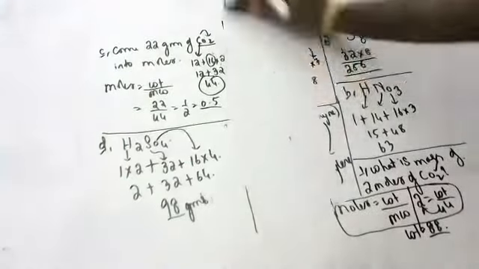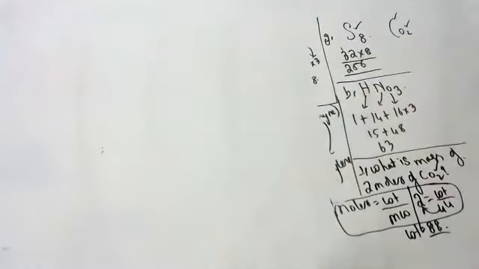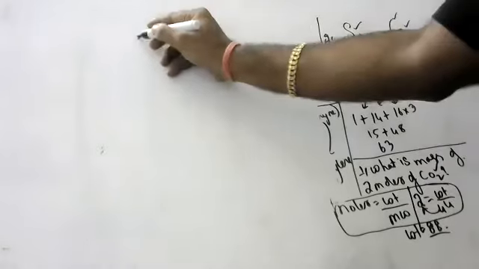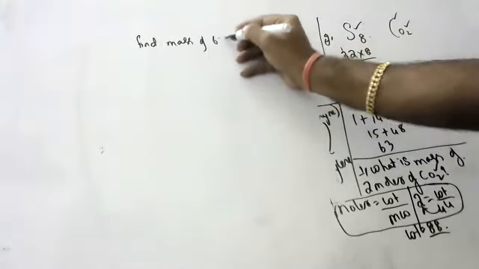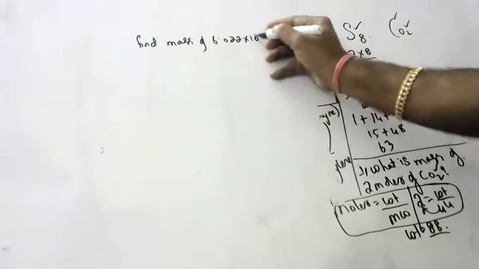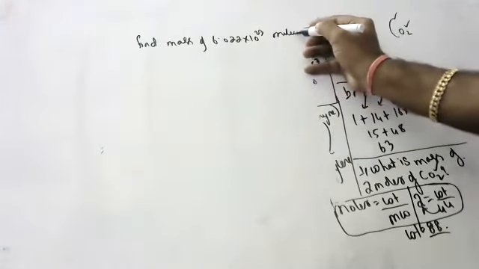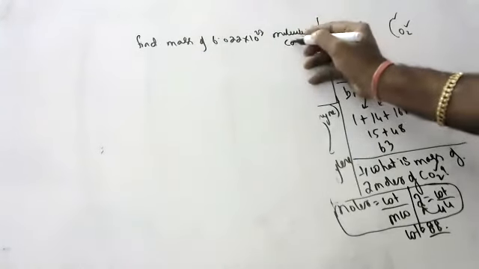Nandika, you will tell. Find the mass of 6.022 into 10 to the power of 23 molecules of carbon dioxide.